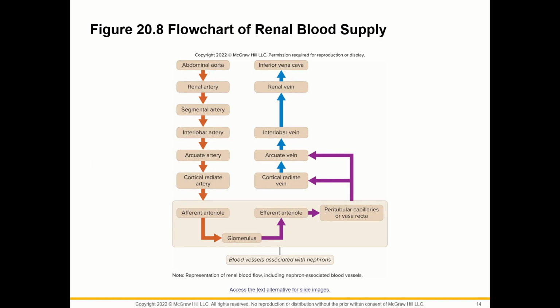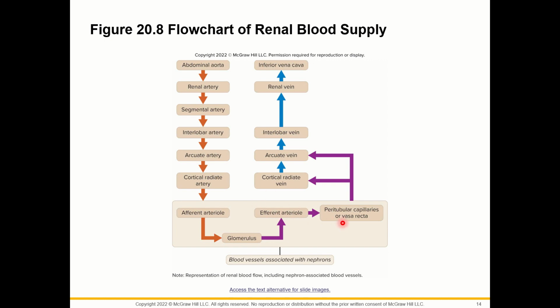And here's a flow chart of renal blood supply. I love these tables and charts that summarize everything. So we see the abdominal aorta goes to the renal artery, to the segmental artery, to the interlobar artery, to the arcuate artery, to the cortical radiate artery, to the afferent arteriole. And the glomerulus is actually in the nephron. And then we have the efferent arteriole.